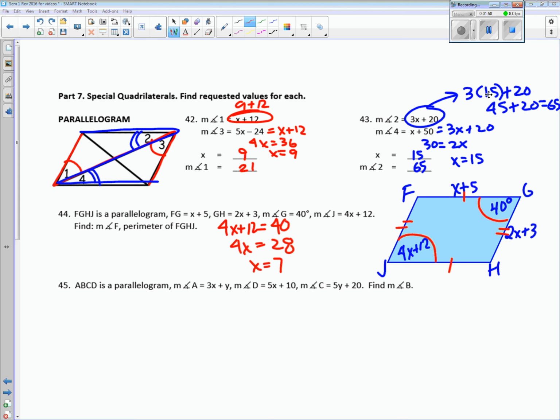Well, F and G are supplementary. They're same side interior angles, or consecutive interior angles of a parallelogram. So that's going to be 140.